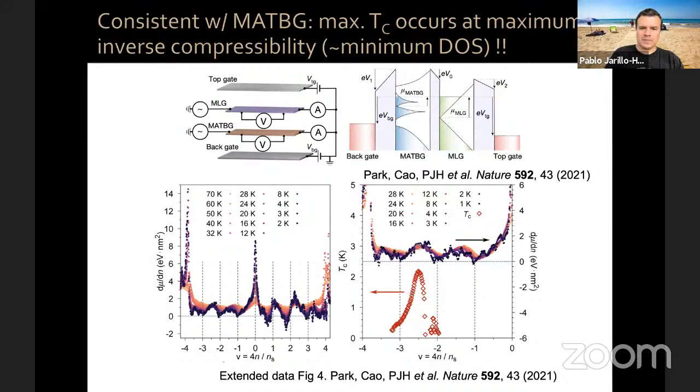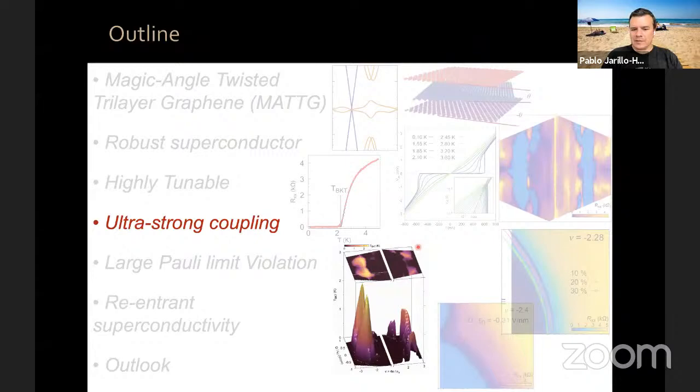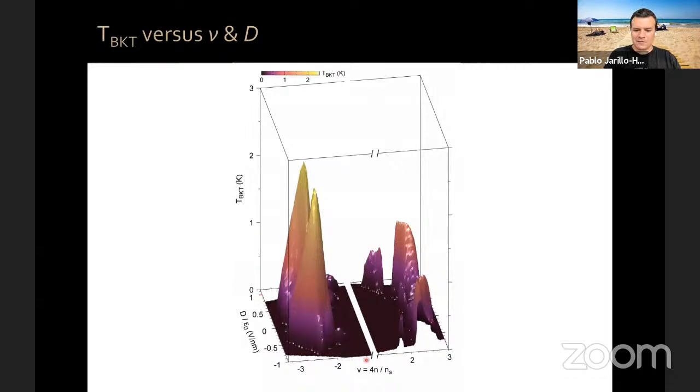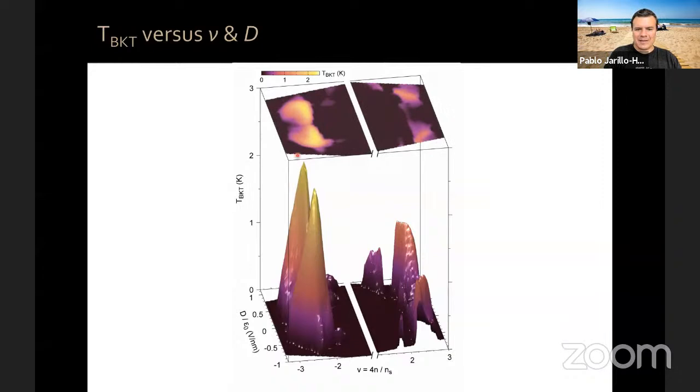Okay, so this is clearly not weak coupling BCS type superconductivity, but let me tell you about the coupling strength of the system. So we can measure TBKT versus filling factor and displacement field. Okay, again, the system is highly tunable. So if you spend enough time, you can measure a lot of things. So this is TBKT versus displacement field and filling factor. Let me project it here onto a plane. And now this is quite complex, so I'm going to show you cuts, okay? I'm going to show you a cut of TBKT versus filling factor at optimal displacement field, and then a cut of TBKT versus displacement field at optimal doping, okay?